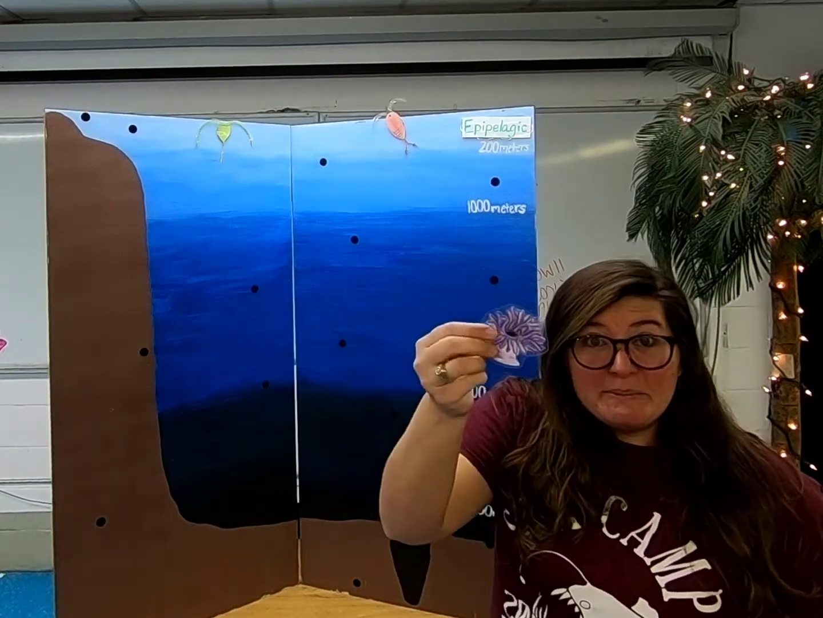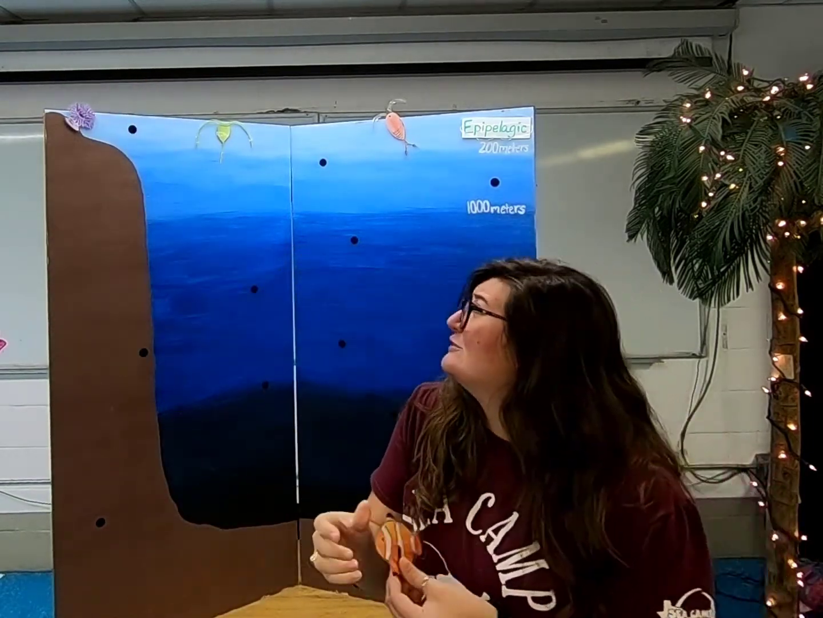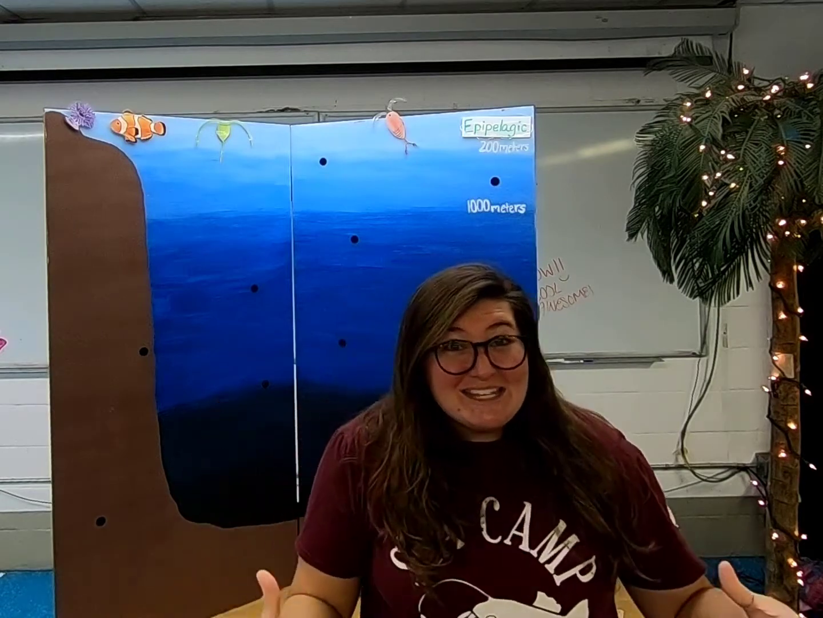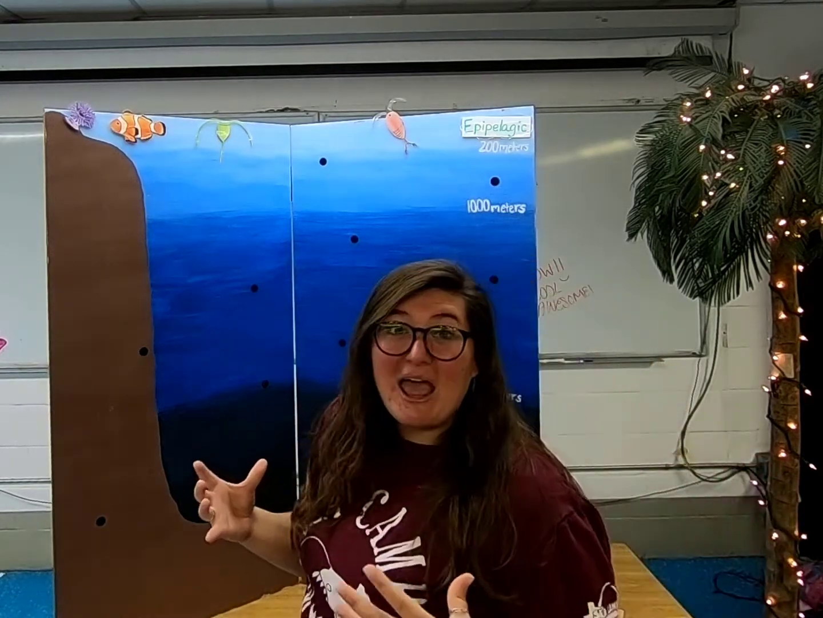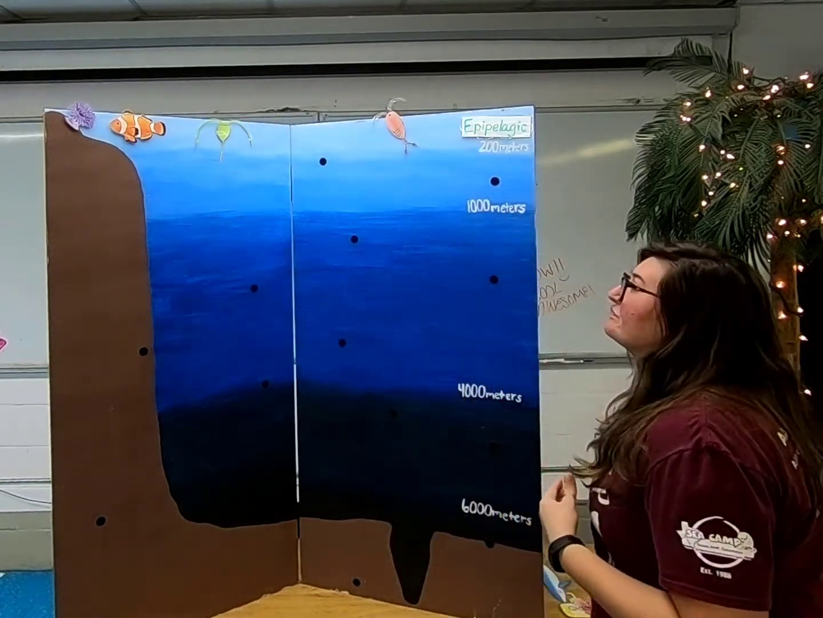We also have our coral reefs and things like anemones. So we have our anemones that live in the coral reefs, and of course we have to have our clownfish that also live in our coral reef. So our tropical fishes, our plankton, those types of animals will be found here in this epipelagic zone, the first 200 meters of the ocean.